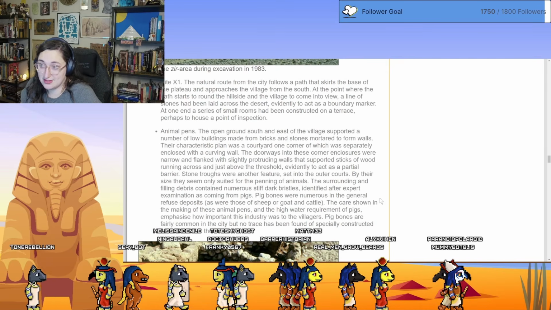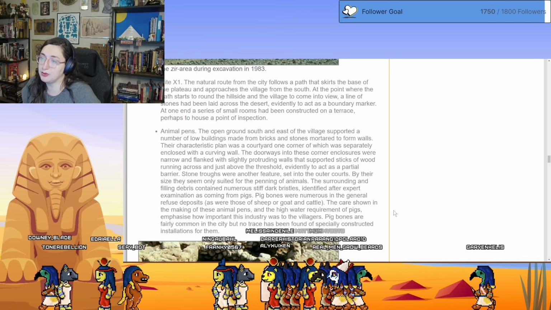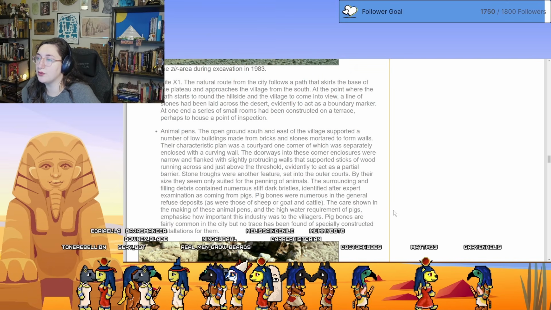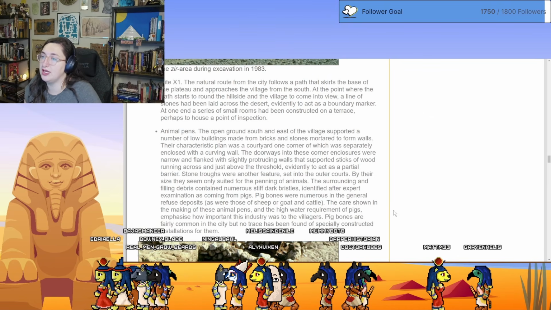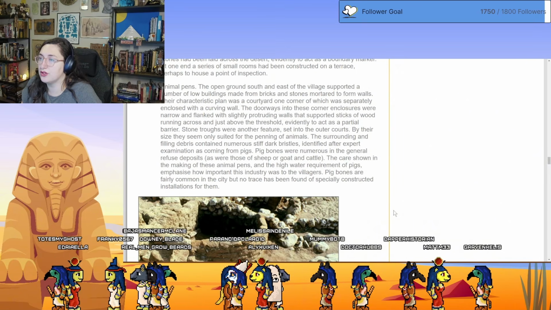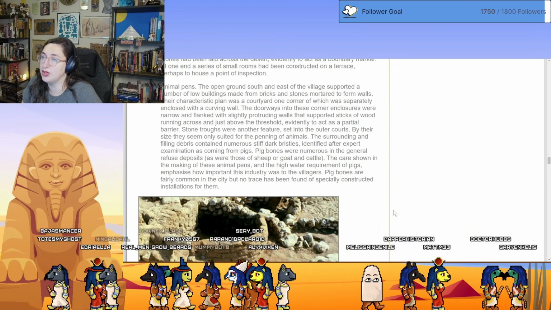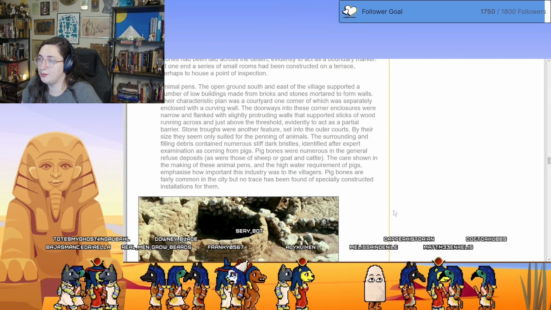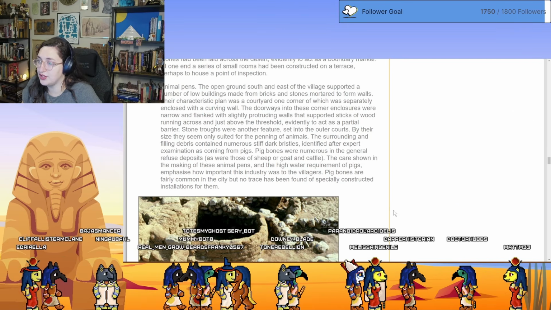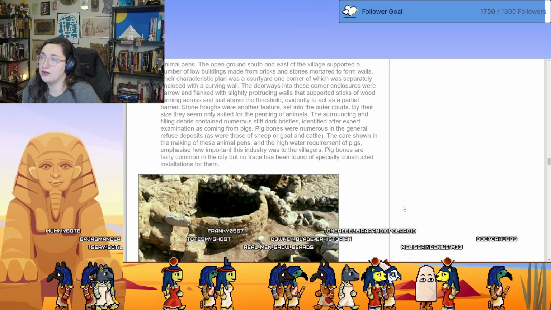Animal pens. The open ground south and east of the village supported a number of low buildings made from bricks and stones mortared to form walls. Their characteristic plan was a courtyard, one corner of which was separately enclosed with a curved wall. The doorways into these corner enclosures were narrow and flanked with slightly protruding walls that supported sticks of wood running along and just above the threshold, evidently to act as a partial barrier. Stone troughs were another feature set in the outer courts. By their size, they seem only suited for penning animals.